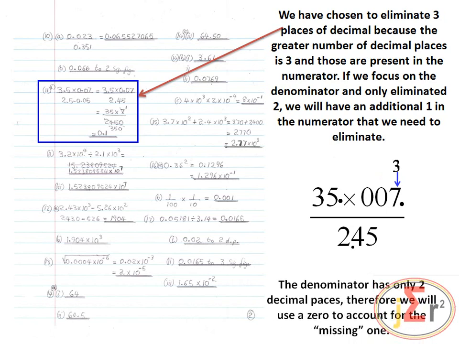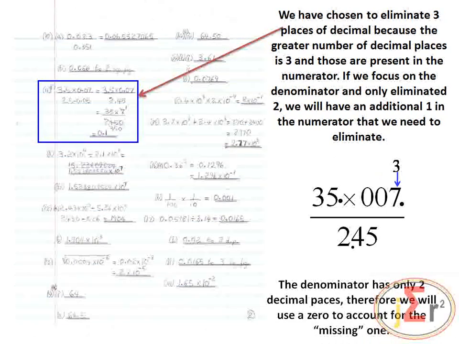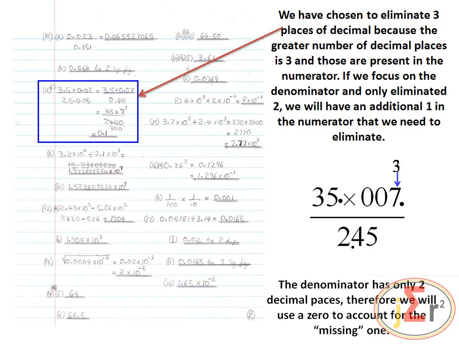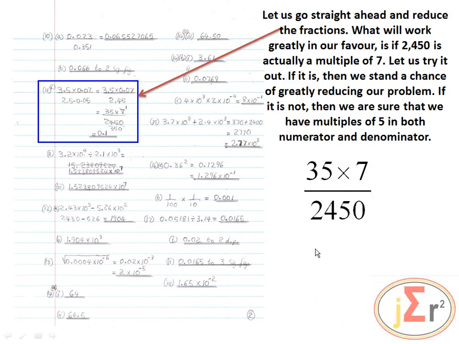denominator. The denominator has only 2 decimal places, therefore we will use a 0 to account for the missing 1. We need to eliminate 3, so we will use a 0. So 1, 2, then we put the 0, and then we have a third place of decimal, and then we have completed that phase of the solution. Let us go straight ahead and reduce the fractions.